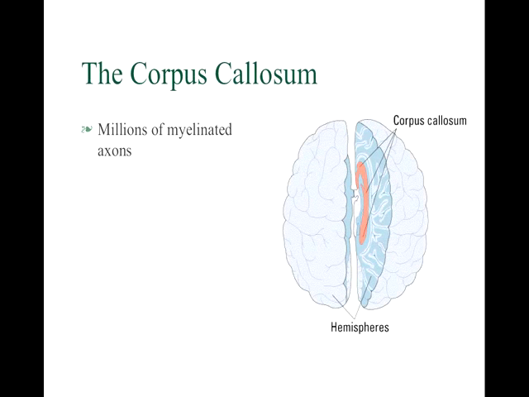So it's got millions of myelinated axons. It's one of the first things that myelinates, except the occipital lobe that actually myelinates first. So myelination occurs from the bottom up, essentially. And it's the way that the two sides communicate to each other.